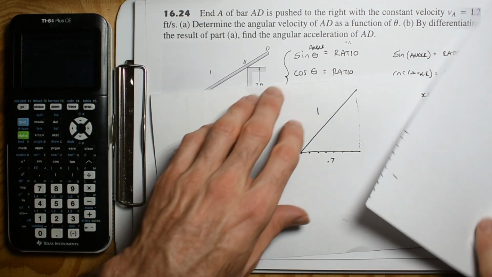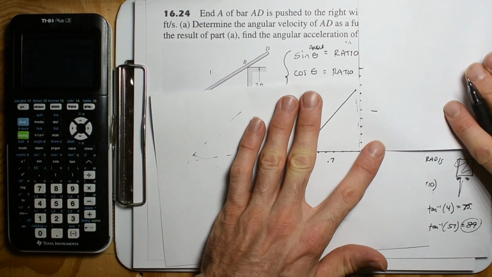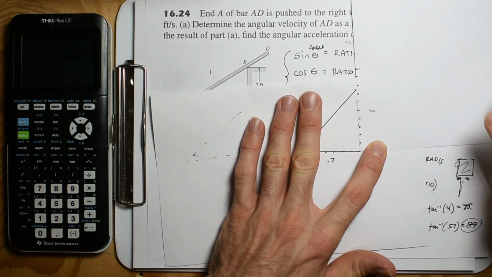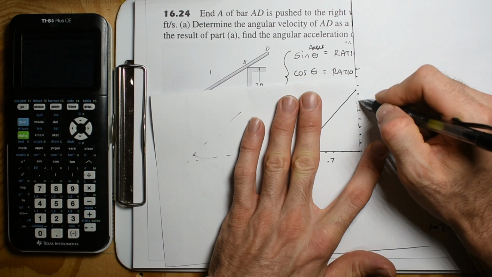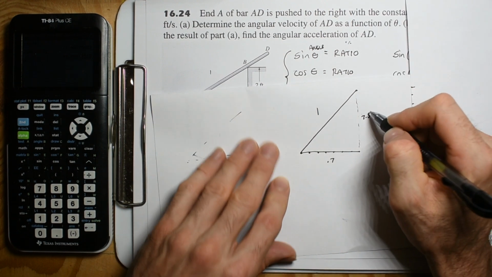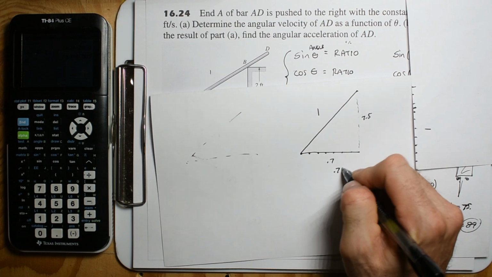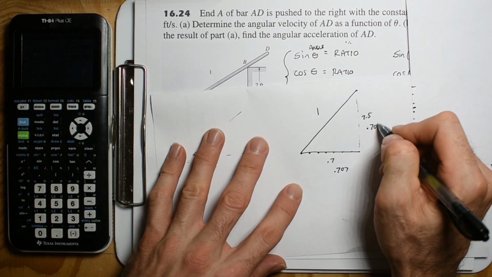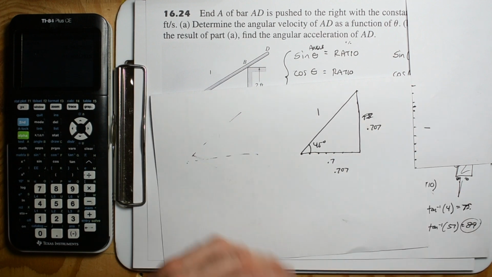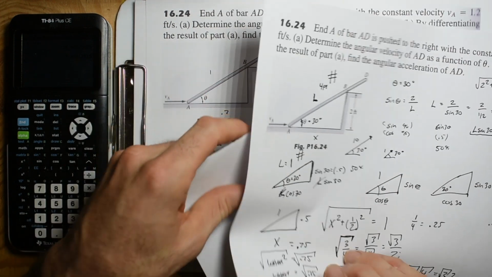And check this out. What does this turn out to be? It turns out to be 1, 2, 3, 4, 5, 6, 7, just a little bit more, 7.5. But pretty close. If this was 0.707, this would be 0.707. And I'm sure I just have a little bit of error. But this is your 45-degree triangle. All right, booyah.